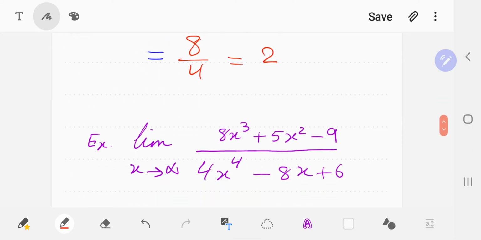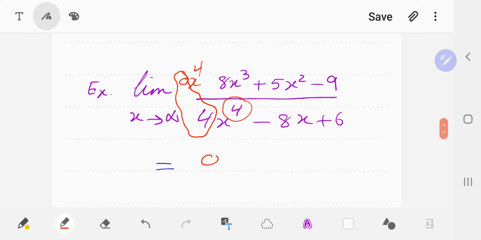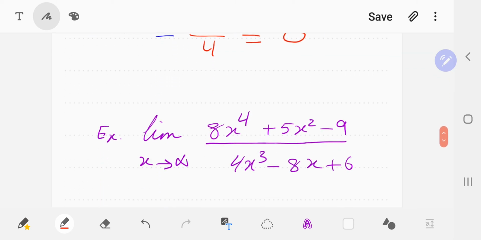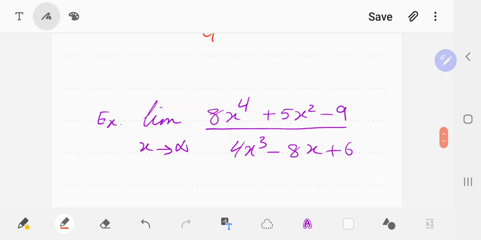What about this one? Oh, what's the highest power here? The highest power is 4 actually. So I need the coefficient of x to the power of 4 in both the numerator and denominator. We don't have x to the power of 4 in the numerator, so this means that it was actually 0x to the power of 4. So the coefficient of x to the power of 4 here is 0 over 4. So the answer of this will be 0 over 4, which means 0, since 0 divided by a number is 0.